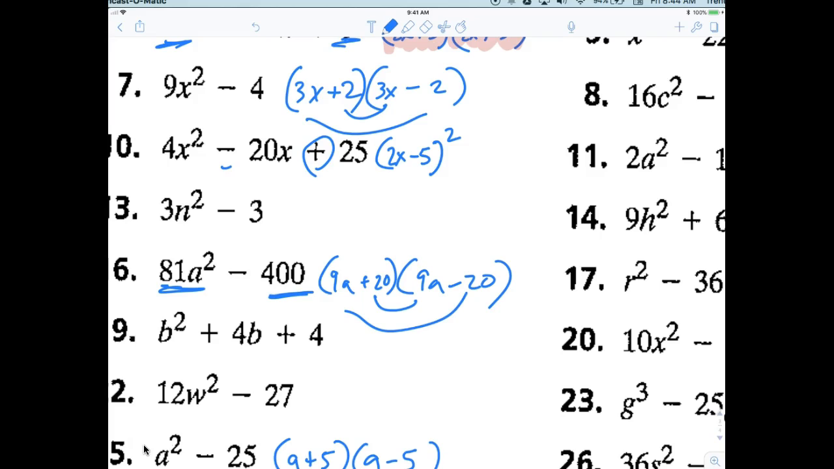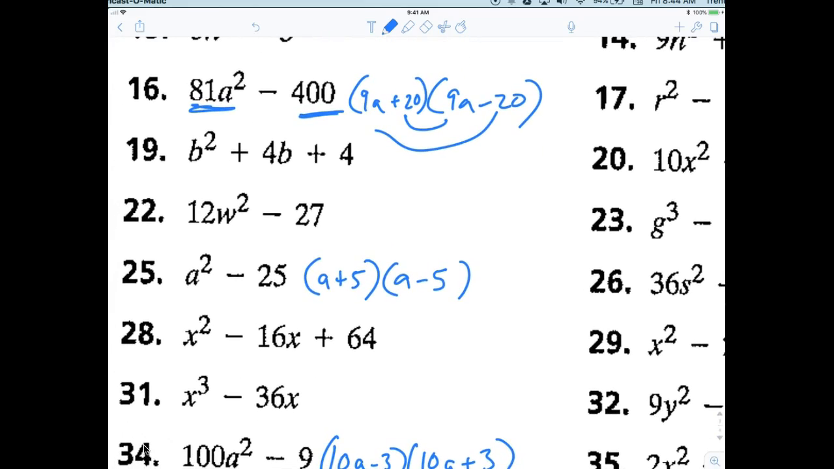Now we're going to skip 13 for now. All right, we're on 19 now. What's that? B plus 2 squared. You're awesome. B plus 2 squared. Beautiful.